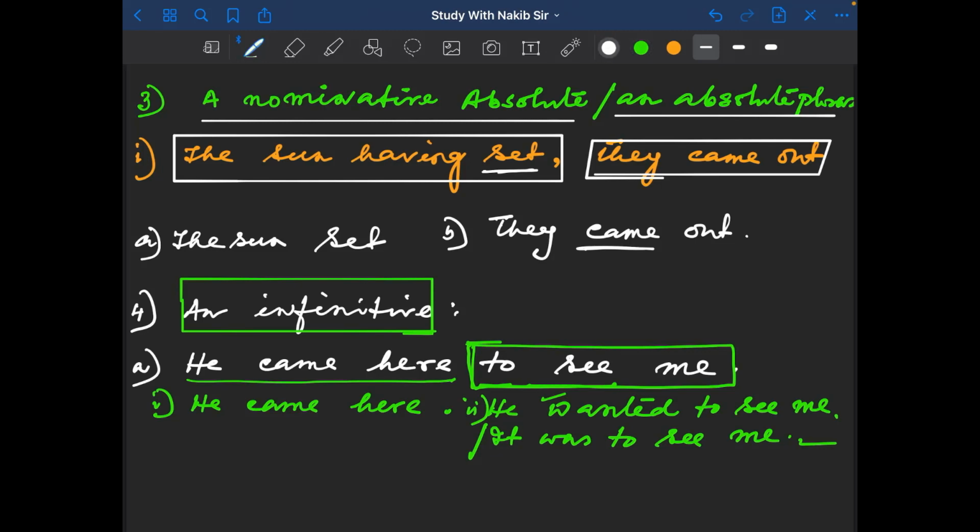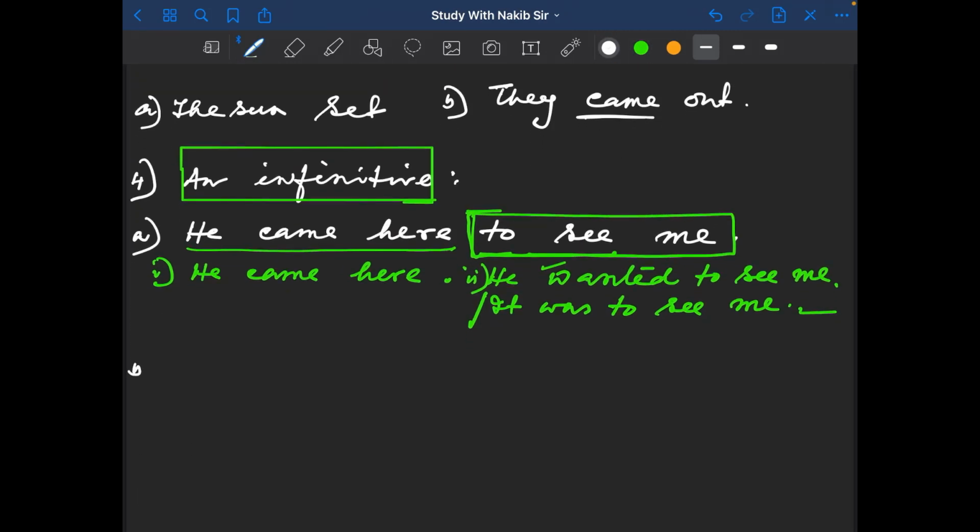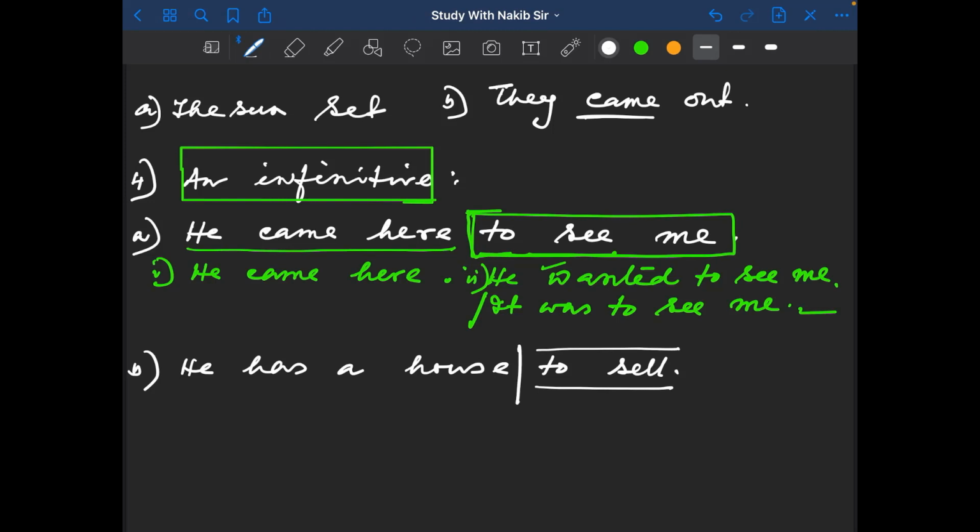Okay, take another example. He has a house to sell. You know it very well, to sell. Okay, so he has a house, and to sell is an infinitive. For this we will make a separate sentence. Okay, now see the answer. He has a house. Okay, and for this part you say what type of sentence you will make.